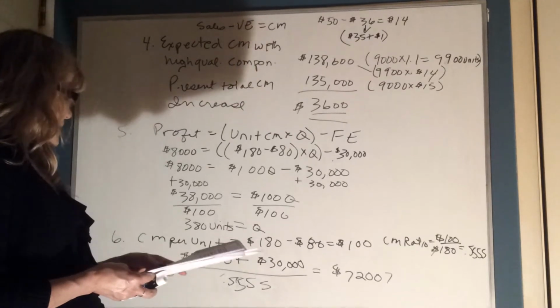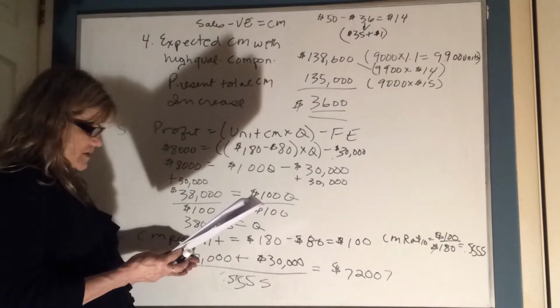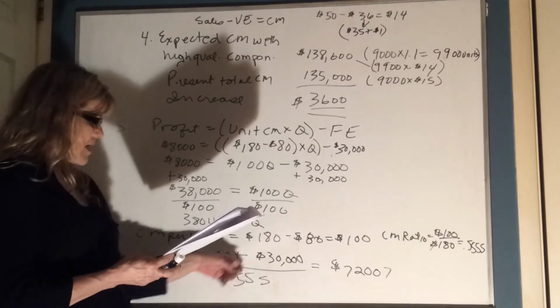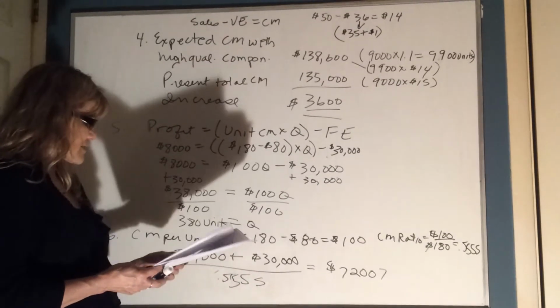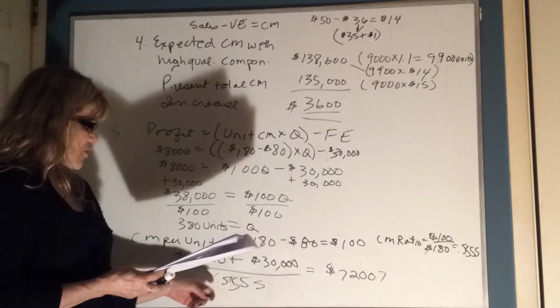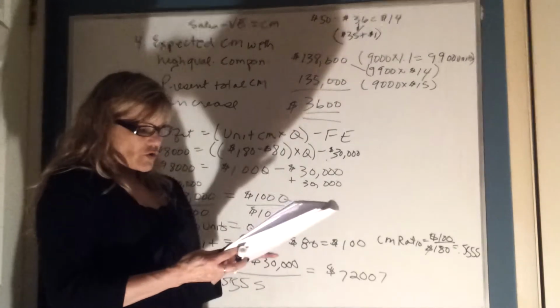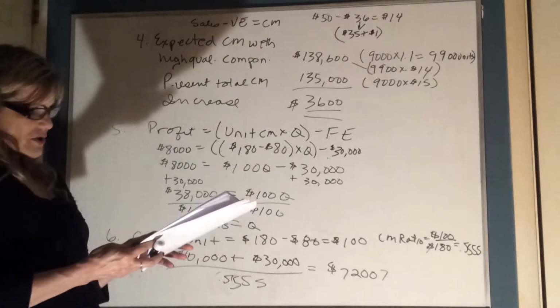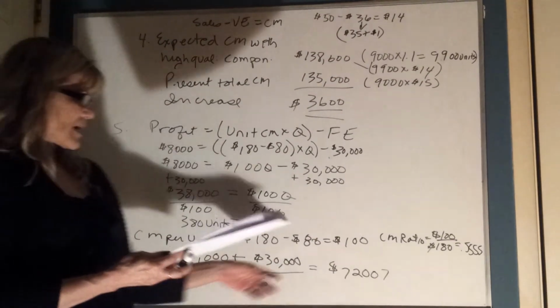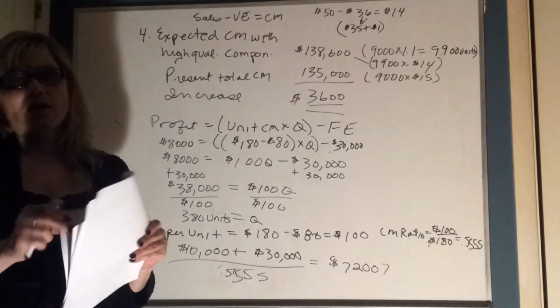Now to go ahead and use the formula method, we're going to take the $10,000, which is our target profit, plus our $30,000 in fixed expenses, divided by our contribution margin ratio, which was 0.5555. That gives us 72,007. It was actually, I think, 0.20, and I rounded it to 7. But that should be the same as problem number 6.